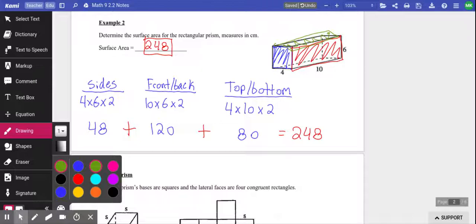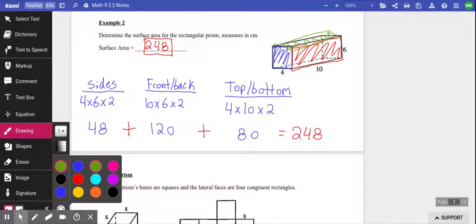It doesn't matter what you call it. So if you had your sides labeled as my front and back and vice versa, it'll be the same answer. It really doesn't make a difference. My sides would have been 4 times 6 times 2 because there's 2 sides. My front and back would have been 10 times 6 times 2 because there's 2 of them. And then my top would have been 4 times 10. Right? To get my top.